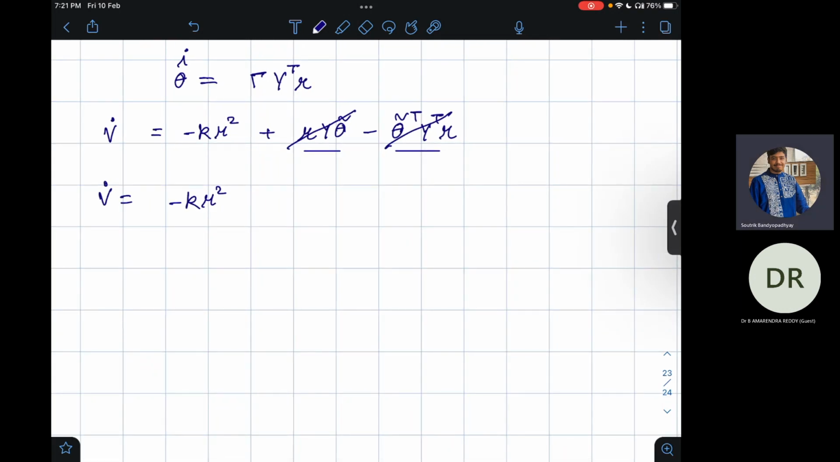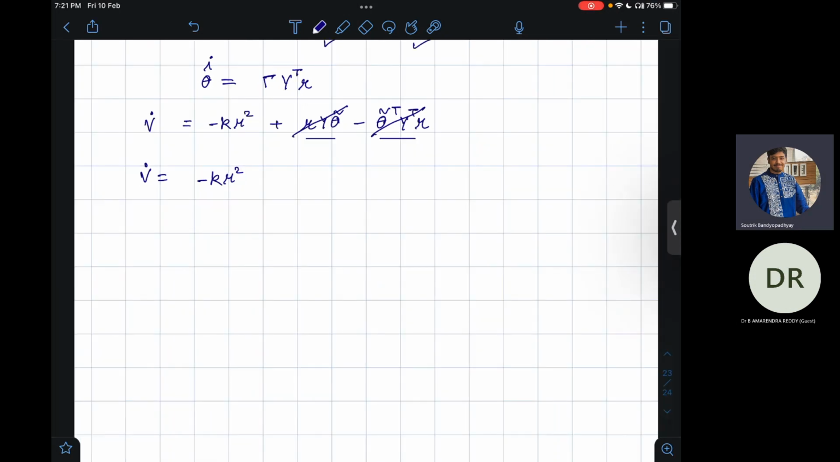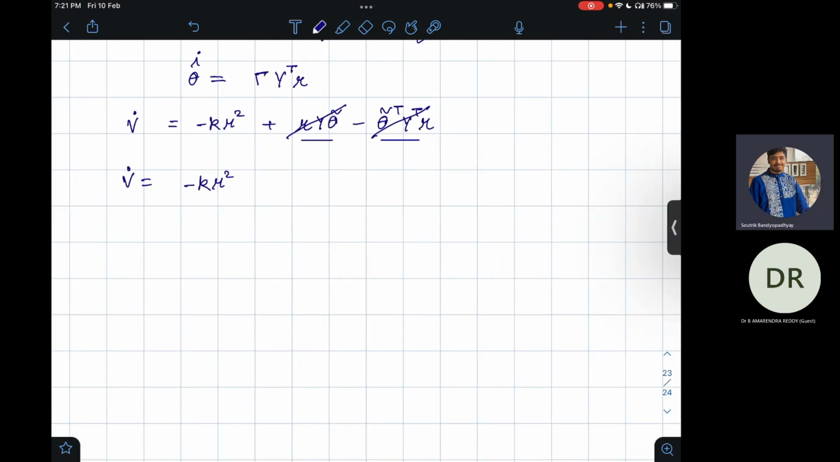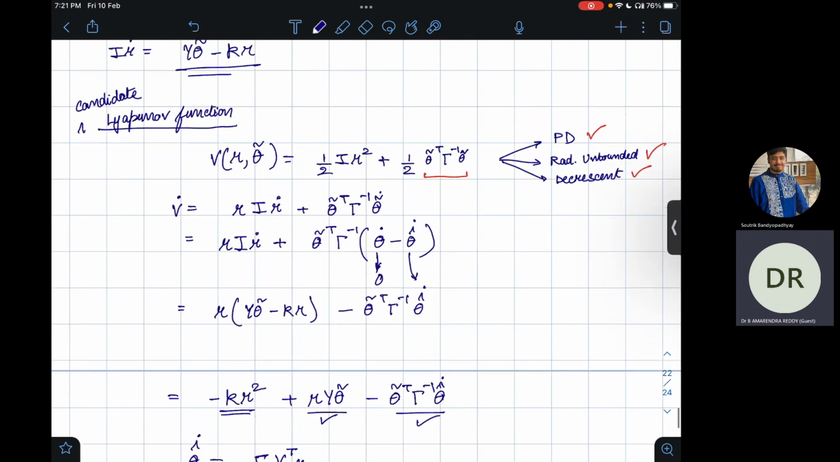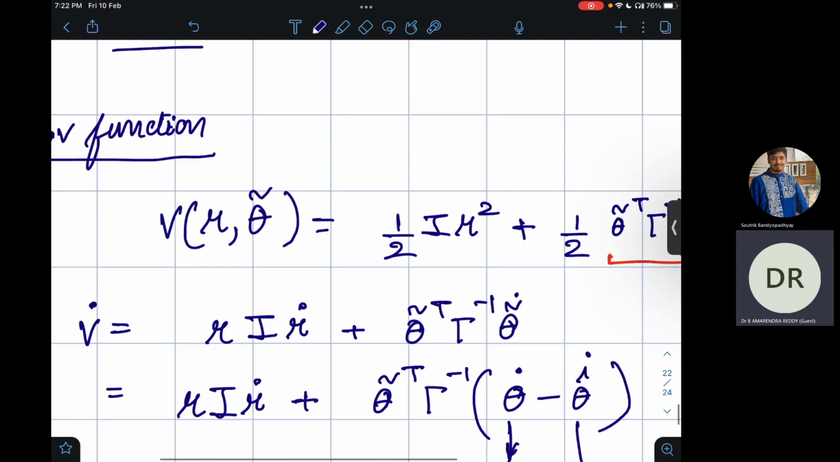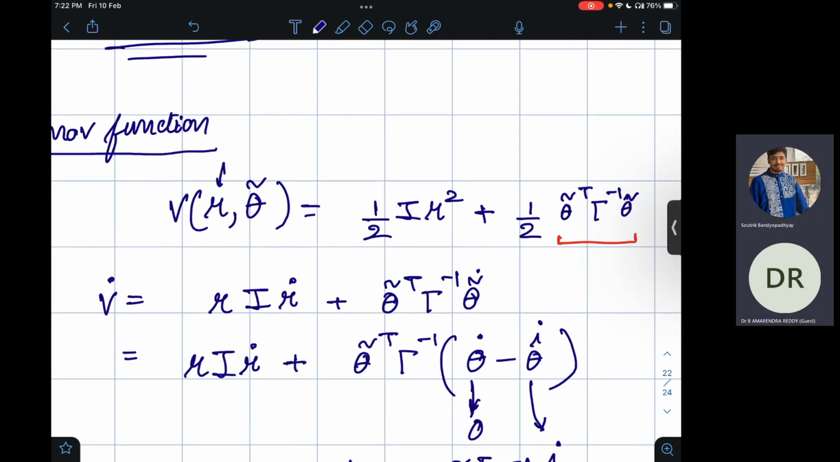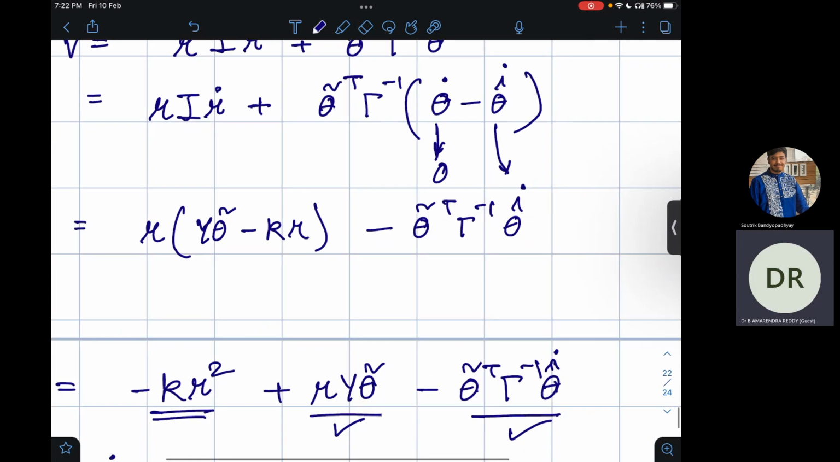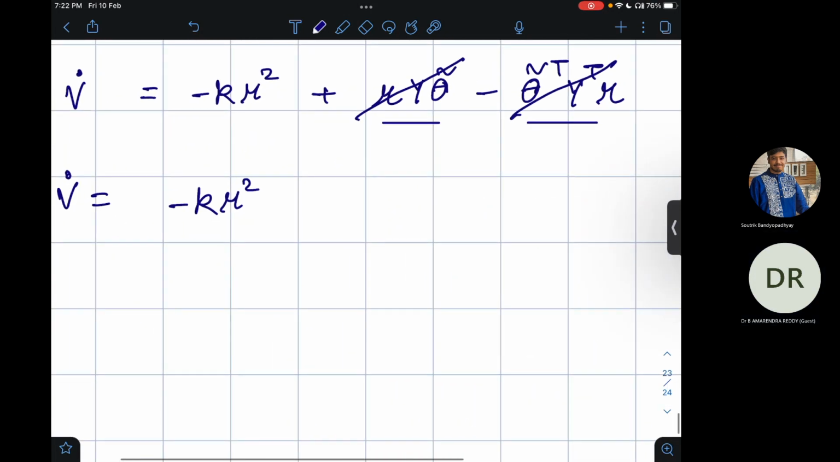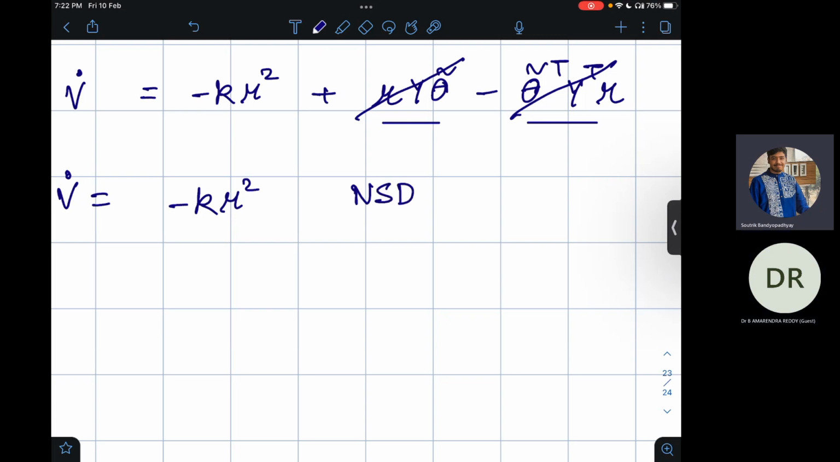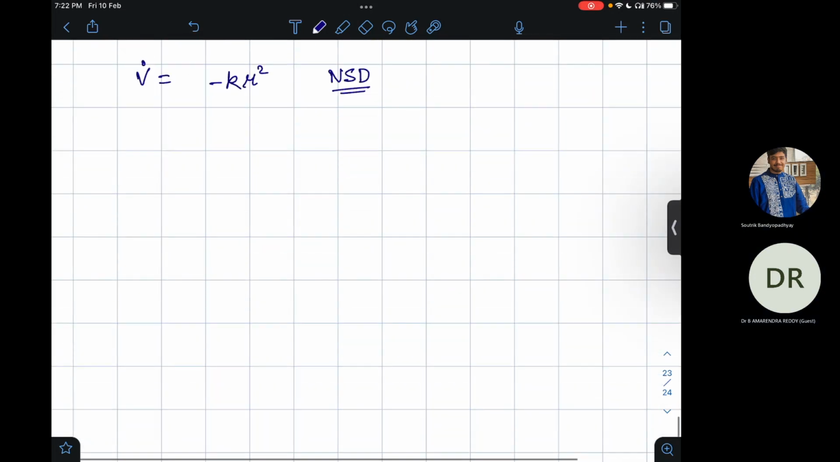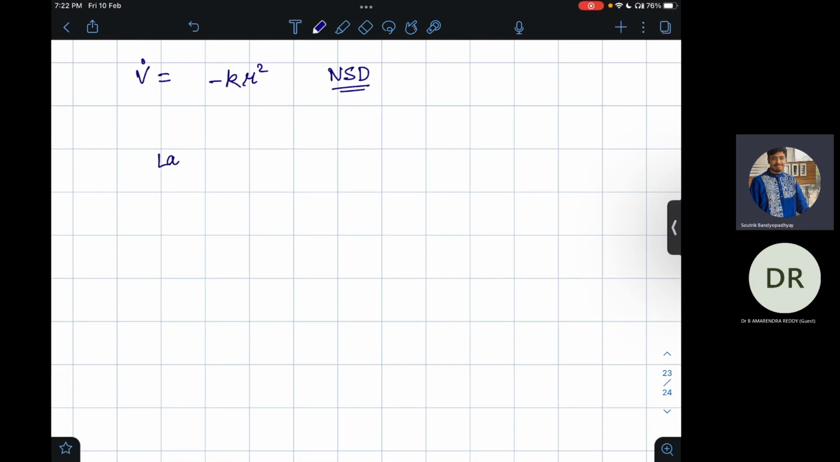Is it positive definite or negative definite? Oh, sorry, it's negative, but is it negative semi-definite or negative definite? Negative definite only, sir. Are you sure about that? Because we have considered only r and r dot, not theta tilde as well in the Lyapunov function. So it is negative semi-definite, right? But we could use LaSalle's theorem.